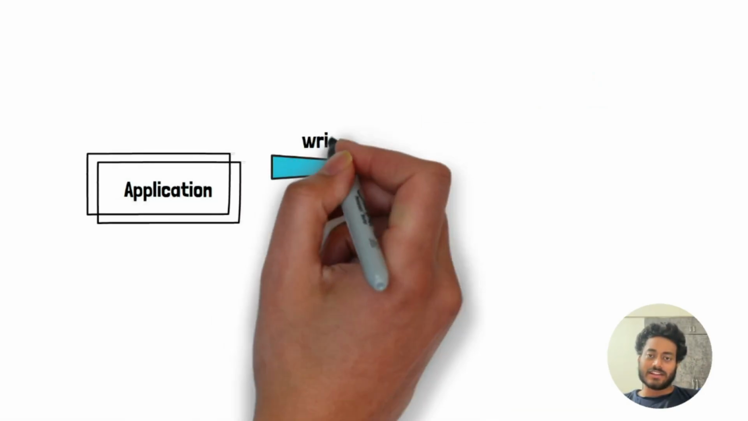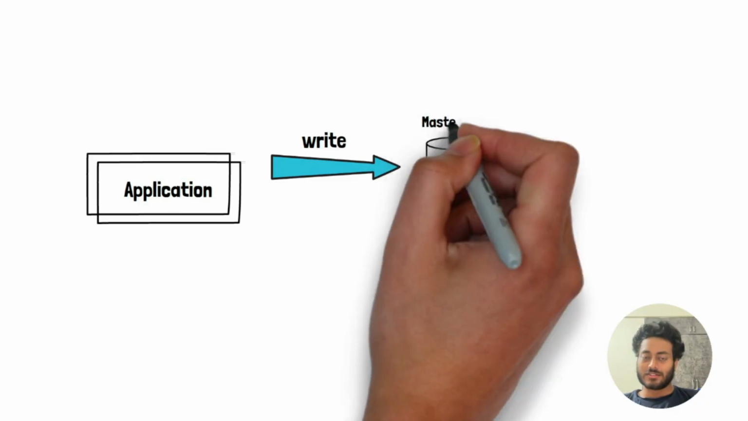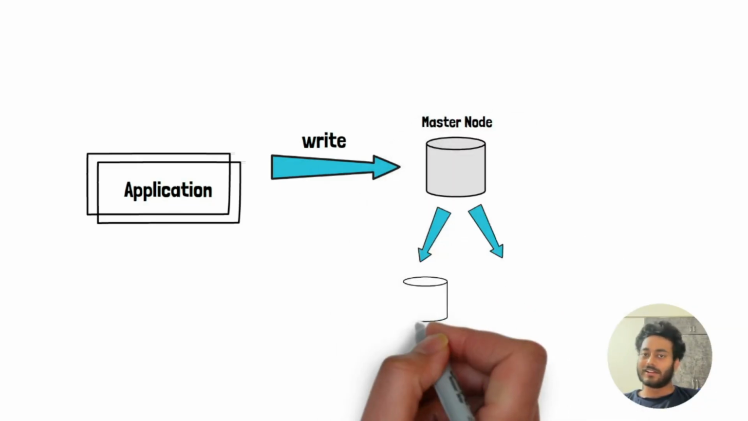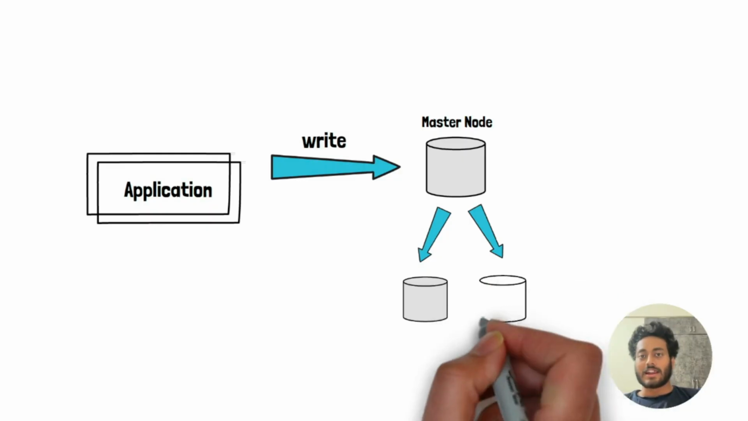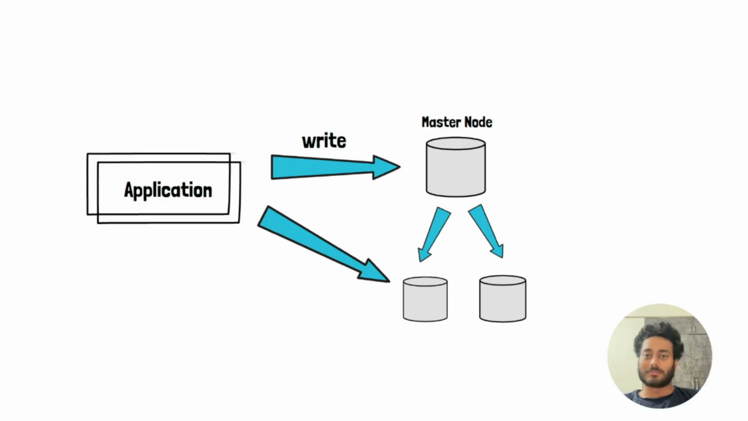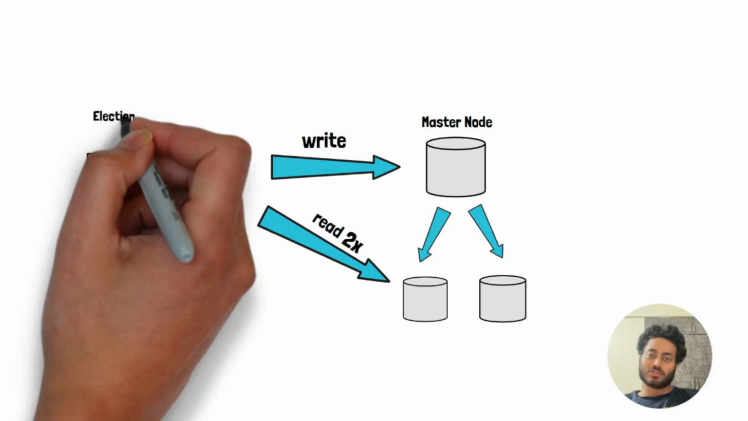Let's say you have an application which is writing to your master node, and all the writes are then asynchronously replicated to your read replicas, and all the read requests of your application are then rerouted to your replicas. In general, you have a master slave architecture, but suddenly you notice that the reads got almost doubled. This can happen due to a number of reasons.